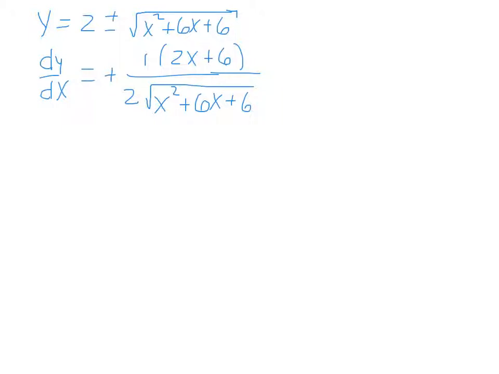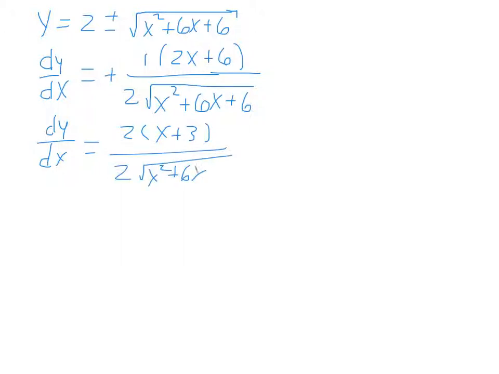Doing that explicitly, however, we want to clean this up. We notice that the top has a 2 in common and the bottom has a 2 sitting out there. So dy/dx equals 2 times the quantity x plus 3 over 2 times the square root of x squared plus 6x plus 6. Okay, the 2s will cancel, and we notice that we have dy/dx equaling x plus 3 over the square root of x squared plus 6x plus 6.